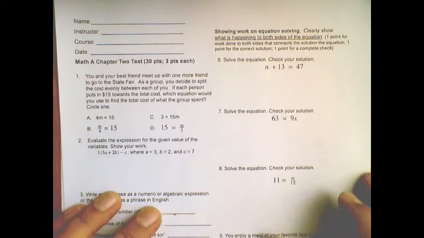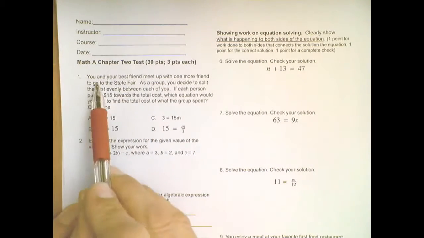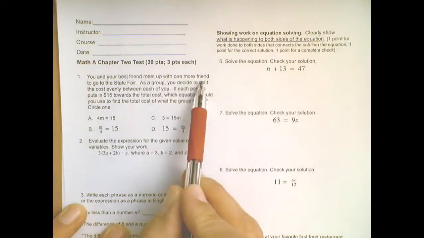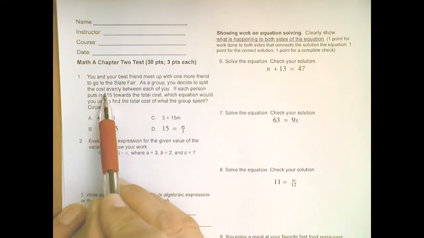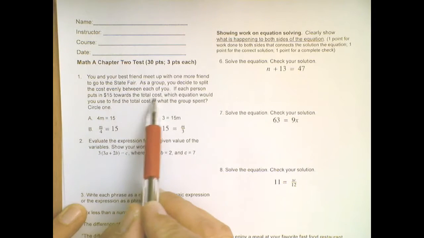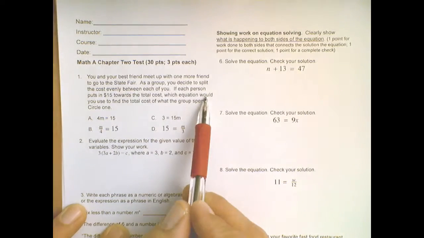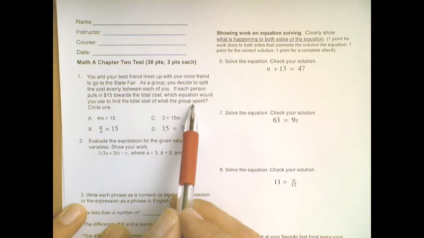Okay, here we are reviewing the Chapter 2 test. Question 1. You and your best friend meet up with one more friend to go to the state fair. As a group, you decide to split the cost evenly between each of you. If each person puts in $15 towards the total cost, which equation would you use to find the total cost of what the group spent?